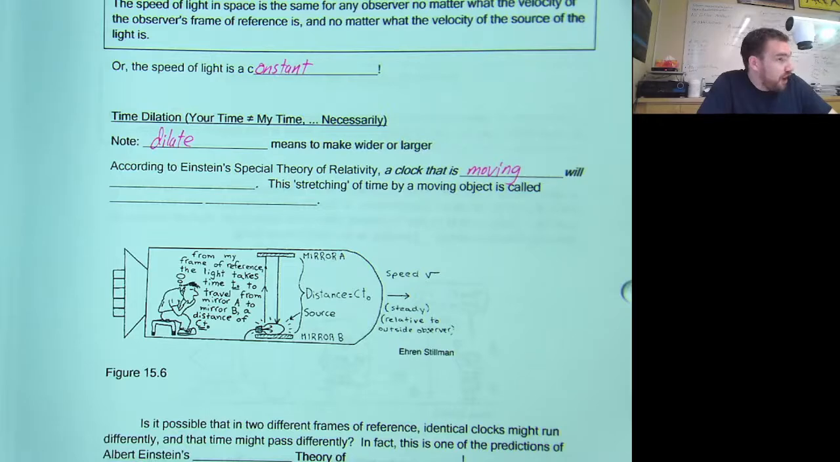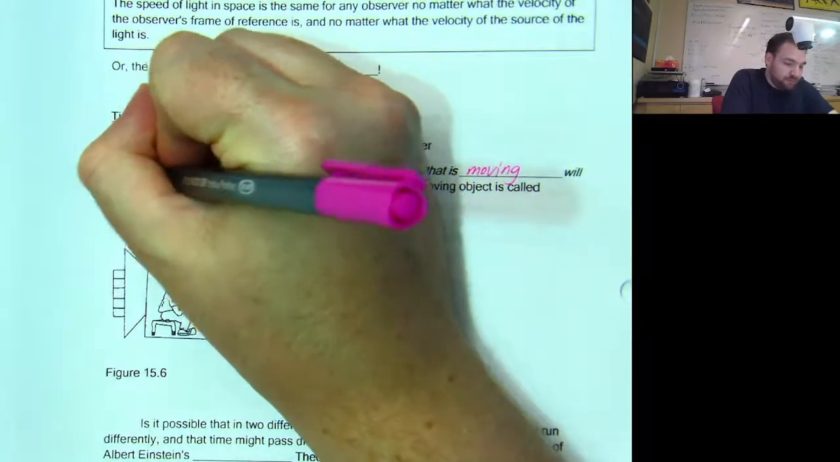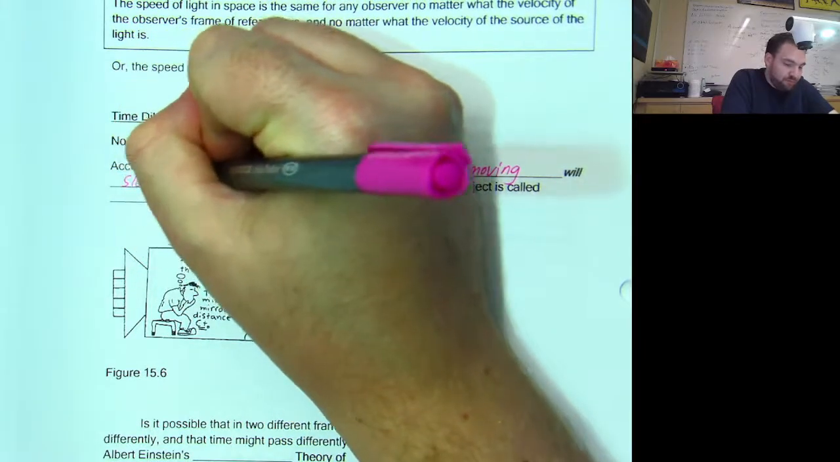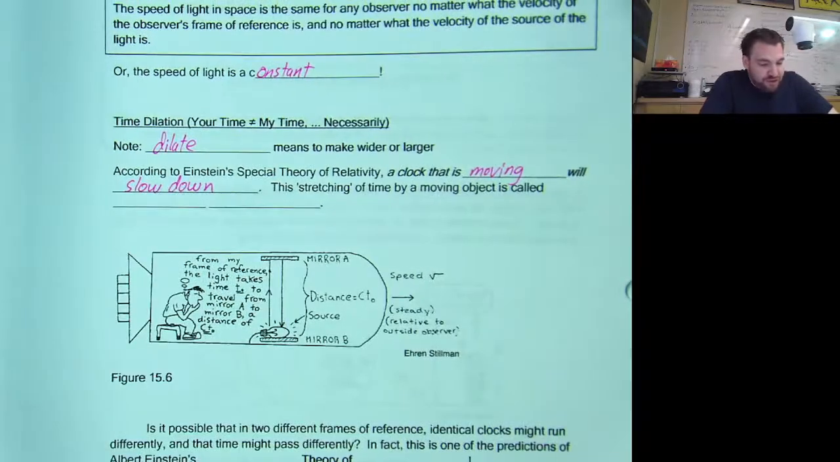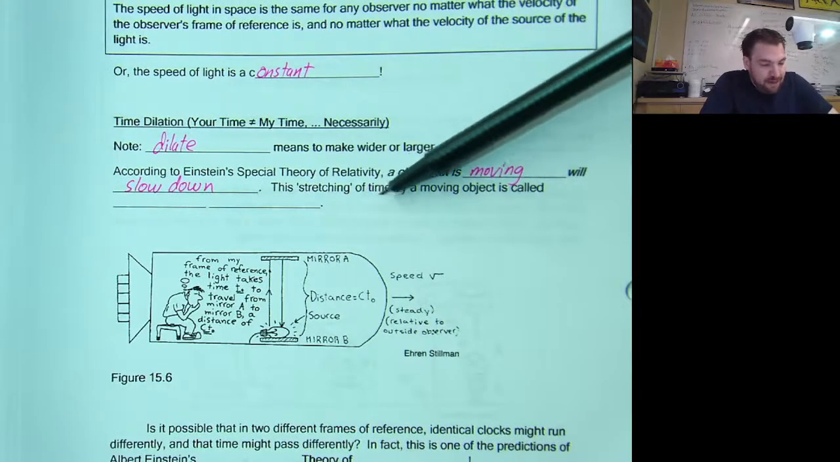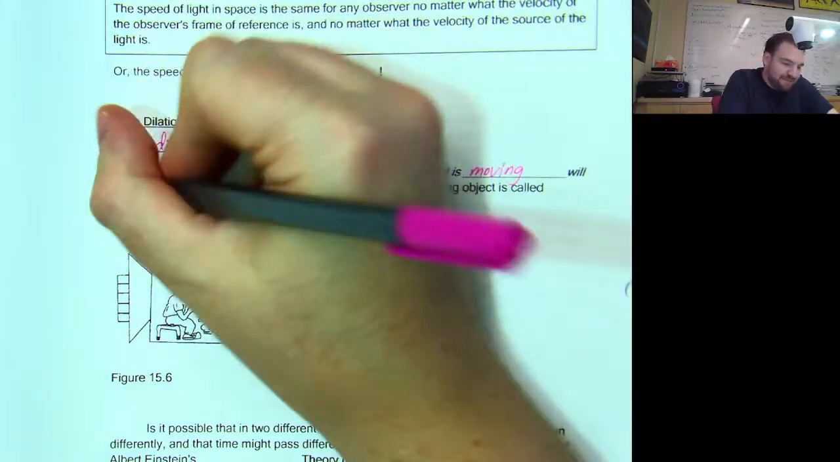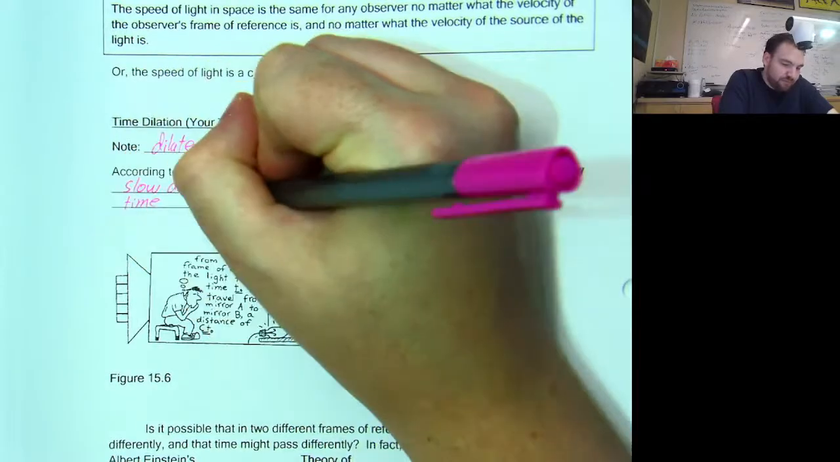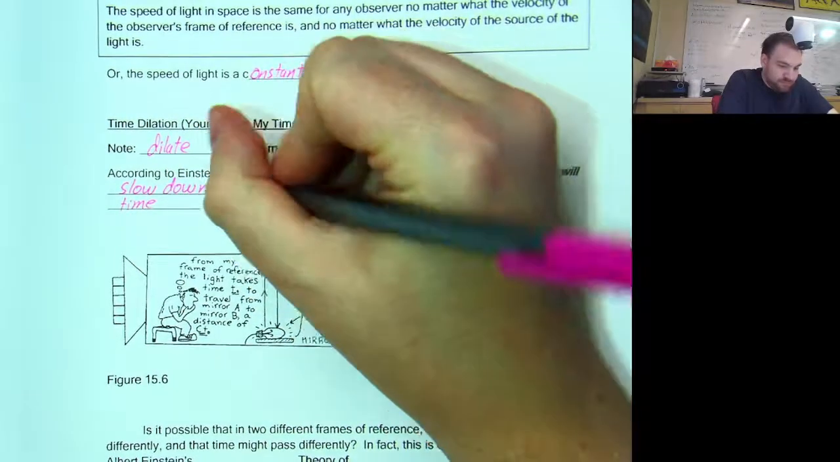What happened to the clock on the ship relative to the Earth? It slows down. This stretching of time by a moving object is called time dilation.